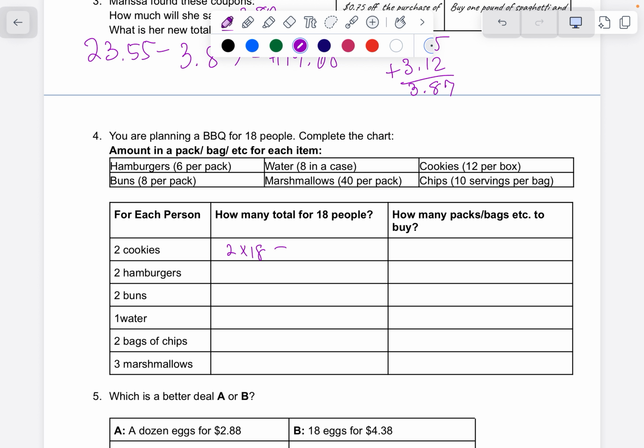2 times 18, 36. 1 times 18, 18. 2 times 18, we know 36. And then 3 times 18 is 54. So it doesn't look like 36.